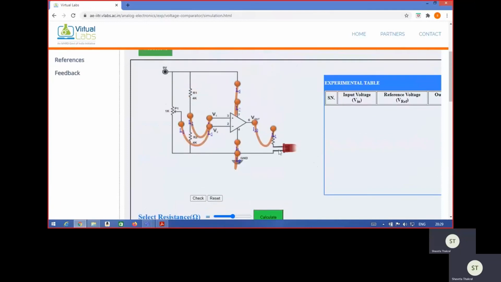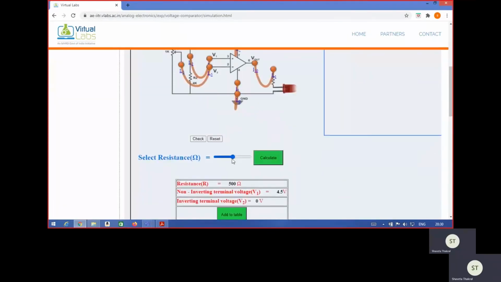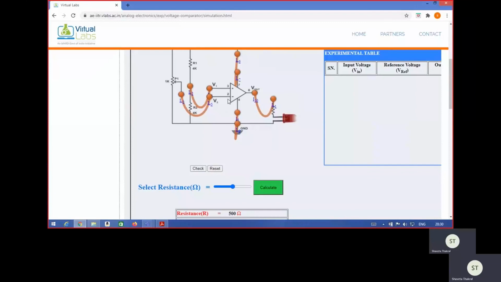Now we need to calculate the value of the input voltage applied at the inverting input terminal. This voltage will depend on this resistance, and we can change this value with the help of this potentiometer. The potentiometer is here, and with the help of this slider we can vary the value of this resistance, and after varying the value of this resistance, the voltage at this terminal will change.